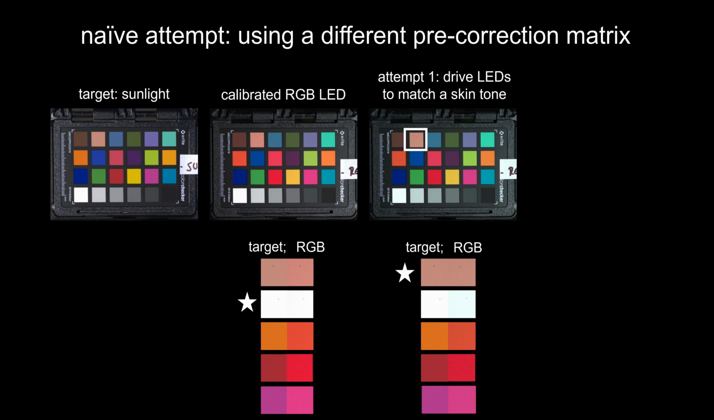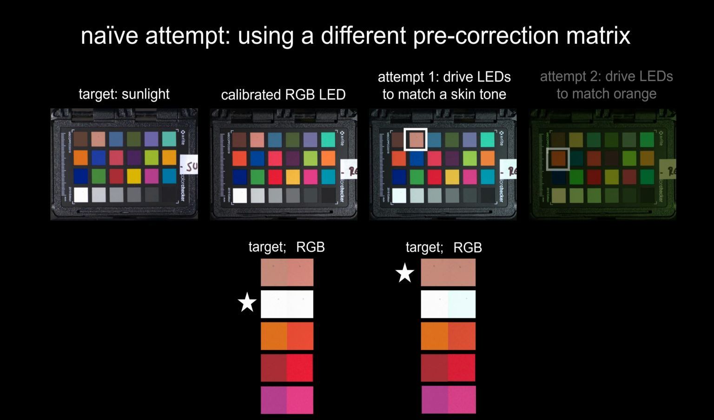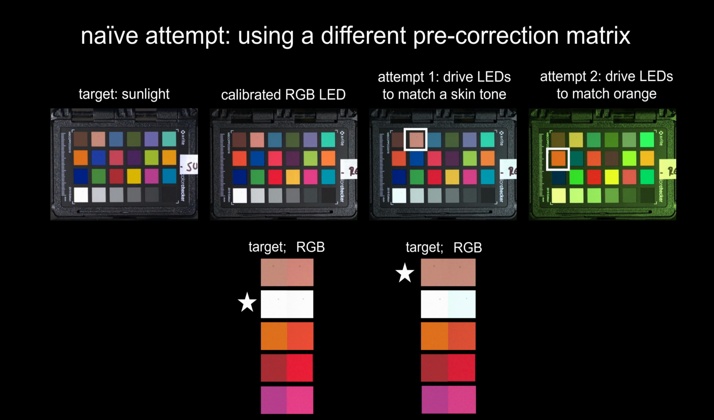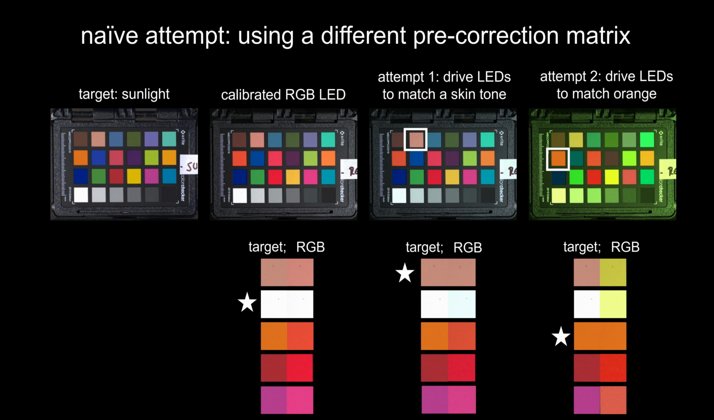So not great. So what if I show a more extreme version of this, where I'm saying, okay, now I want to try to match orange. Let's see if I can come up with a new pre-correction matrix that makes orange match. That's the matrix that you would put on the panels in order to make the orange square match. And you can see that, yes, it does match. And unfortunately, when you drive the panels with a calibration matrix to match orange, it means that you get a very yellow cast on the image.